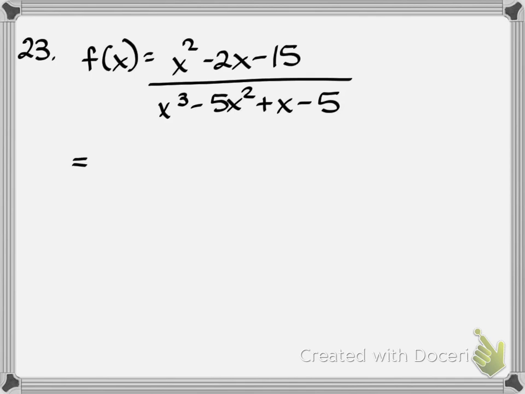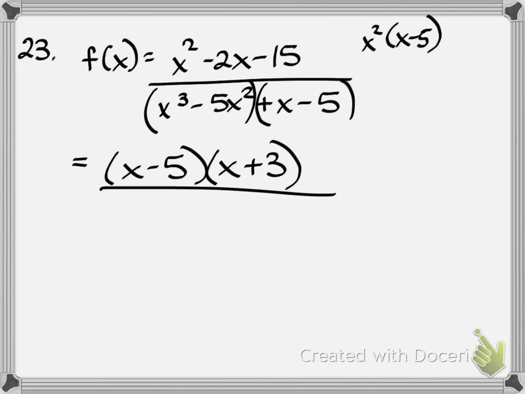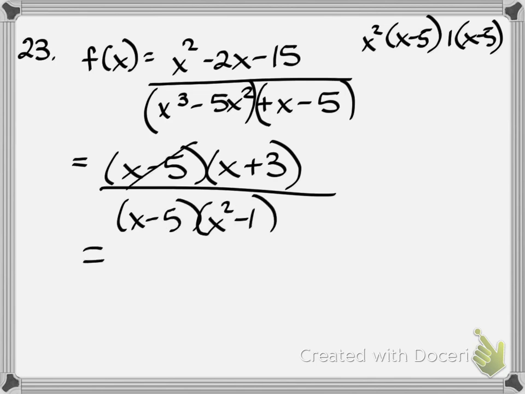So the top factors with the x method. Take the time to make sure your signs are right. So do the actual x if you need to. And the bottom we're going to factor by grouping. So we get x squared and x minus 5, and we get a 1 and x minus 5, so it matches. We get x minus 5 and x squared minus 1. So my x minus 5's cancel.